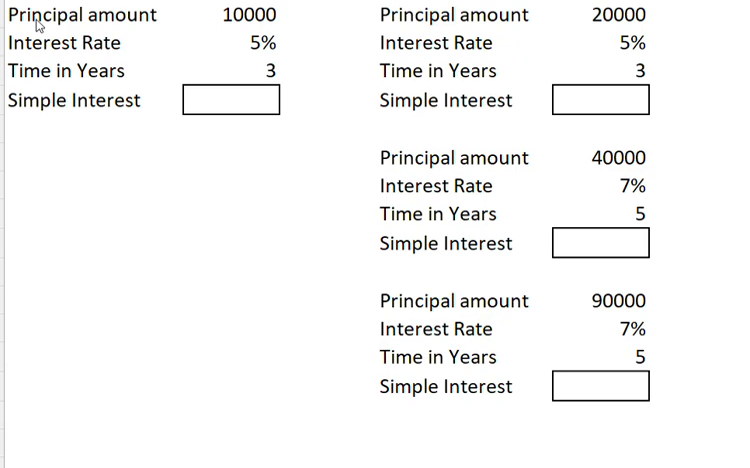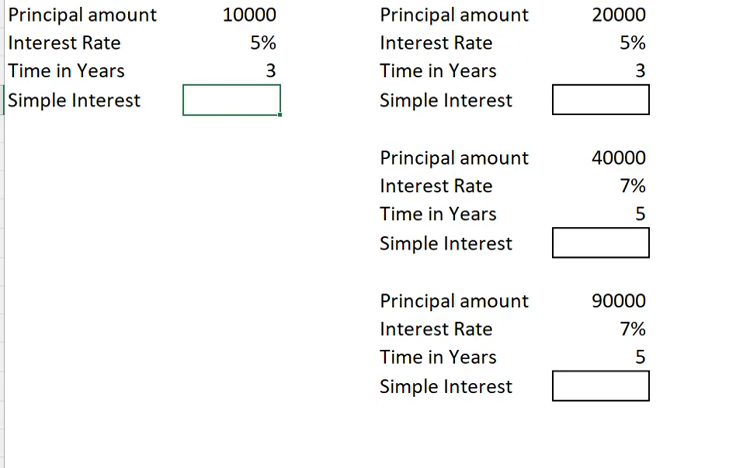In cell A1 we have written the principal amount, cell A2 we have written interest rate, cell A3 we have mentioned time in years, and cell A4 we have mentioned simple interest. For the principal amount we have taken the example 10,000, the interest rate is 5% and the time period is 3 years. So let us use the same formula.